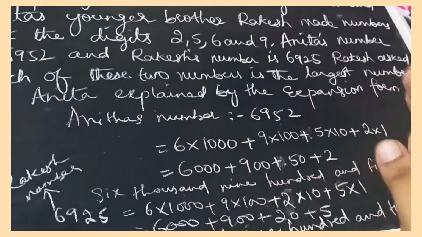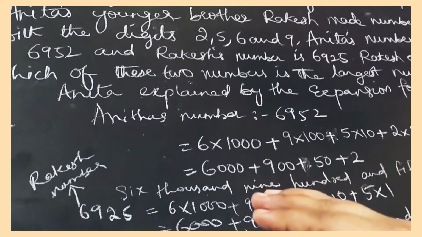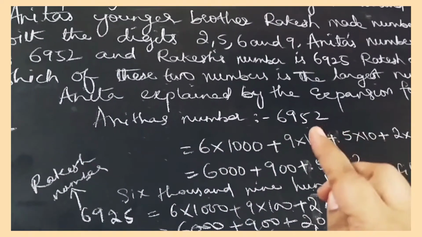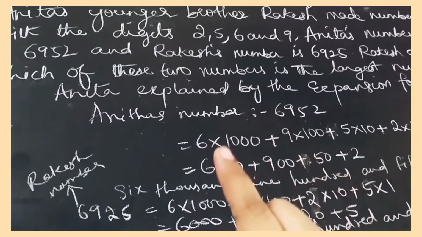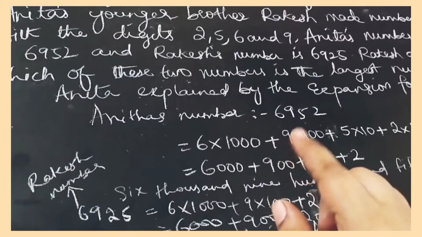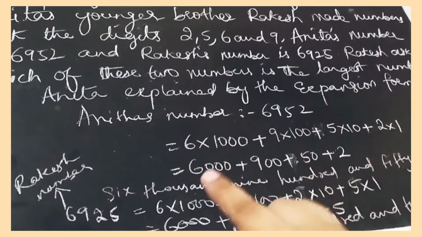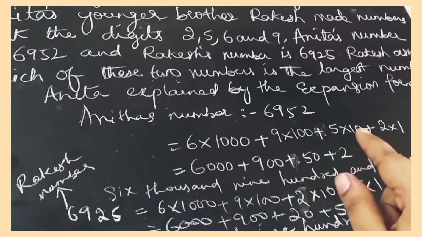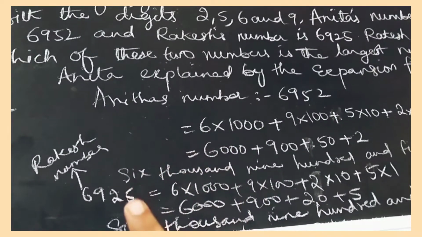Anita explained by the expansion form. First we'll take Anita's number, 6952. It has ones, tens, hundreds, thousands. We can write it as 6 into 1000, plus 9 into 100, plus 5 into 10, plus 2 into 1. So 6000 plus 900, plus 50, plus 2.